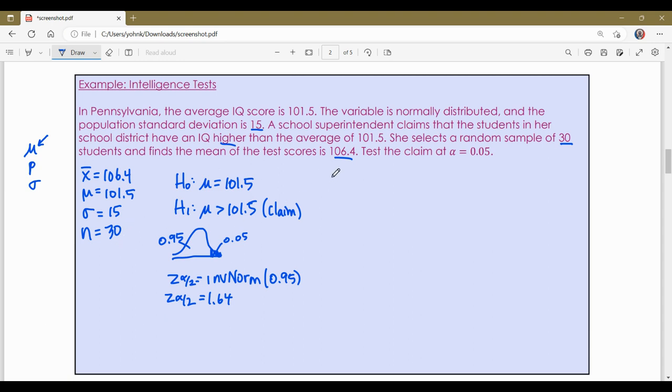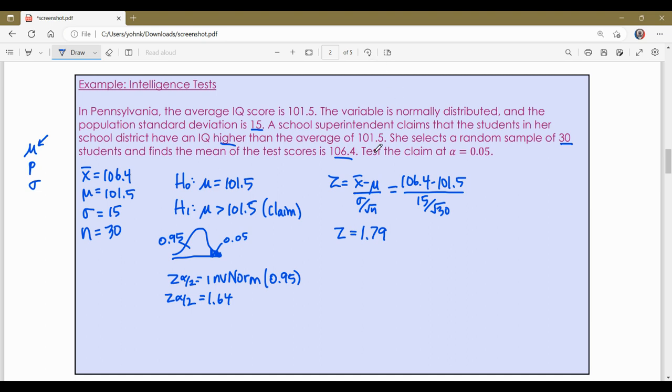All right, now we have to calculate in step 3 the test statistic. So z equals x bar minus mu over sigma over root n. So I'm going to take my x bar, which is 106.4, subtract my mu, which is 101.5, over my sigma, which is 15, divided by the square root of n, which is 30. If I type this into my calculator and round to 2 decimals because it's a z-score, I get z equals 1.79.